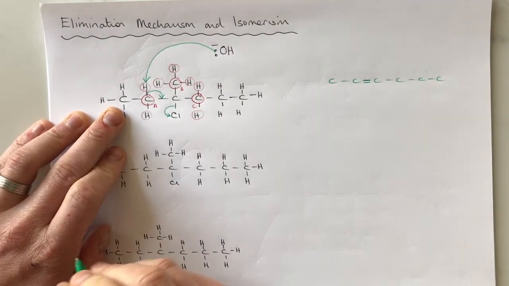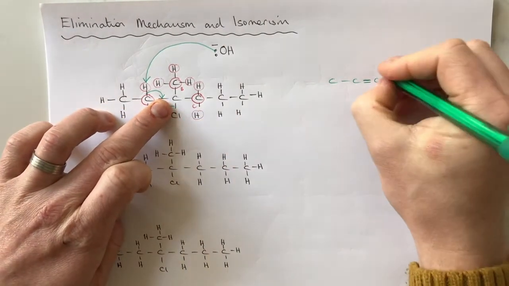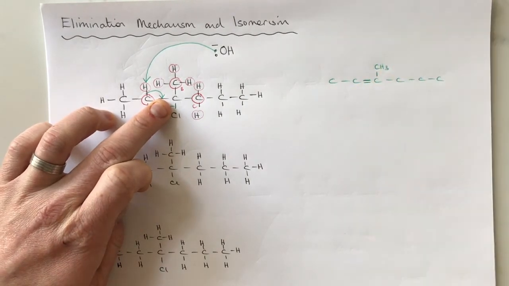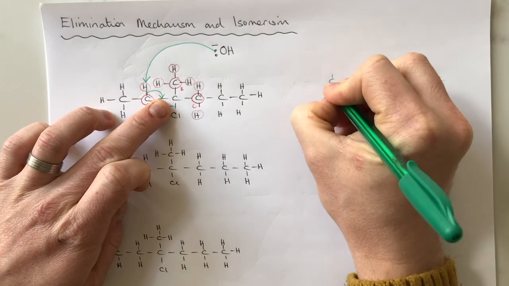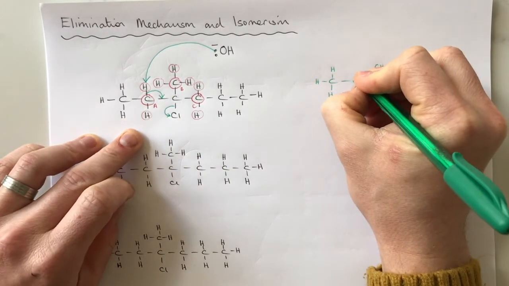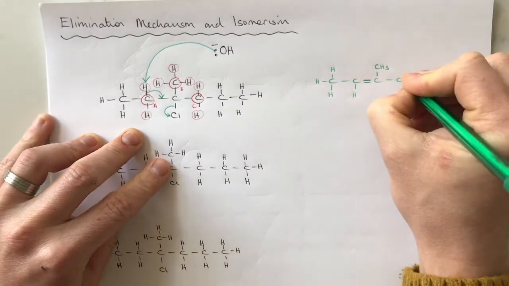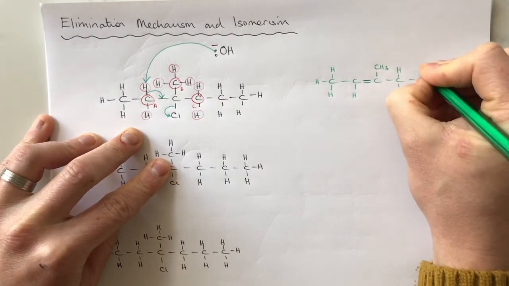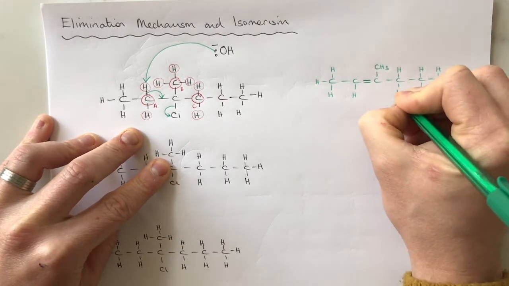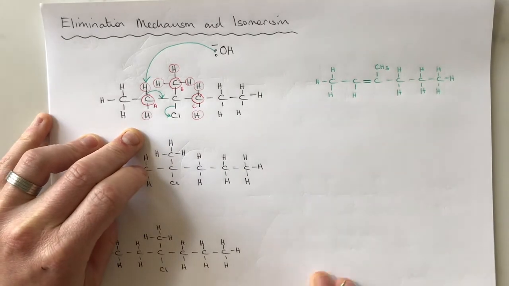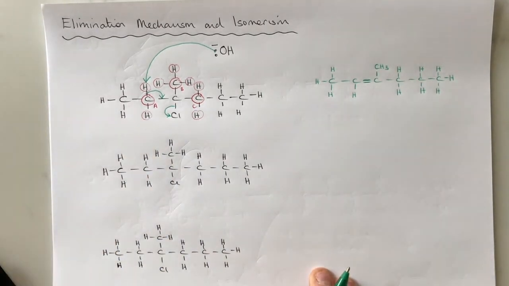So that's my alkene group. Carbon 3 has the methyl group. And then I've got hydrogens filling in all the rest of the gaps. Okay, so that's one possible product.